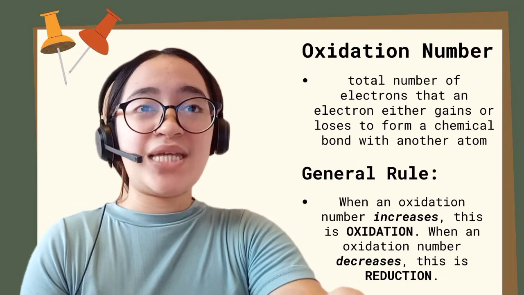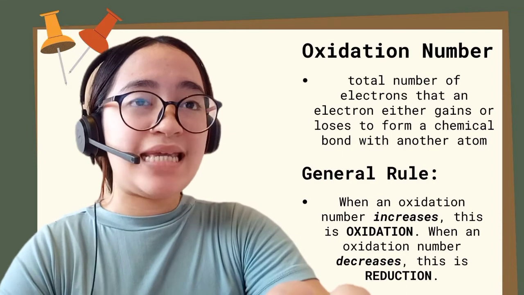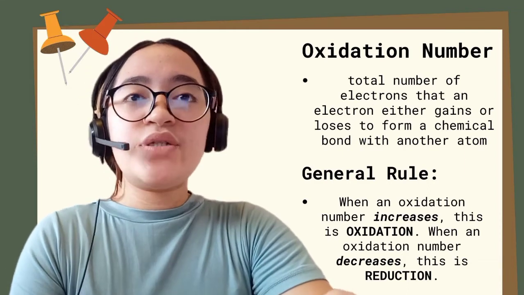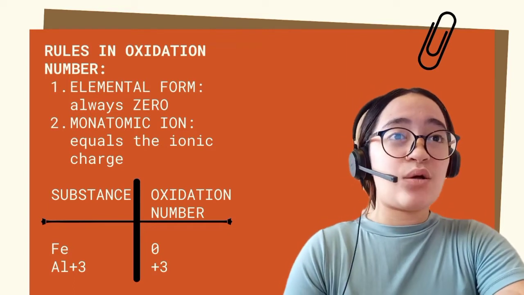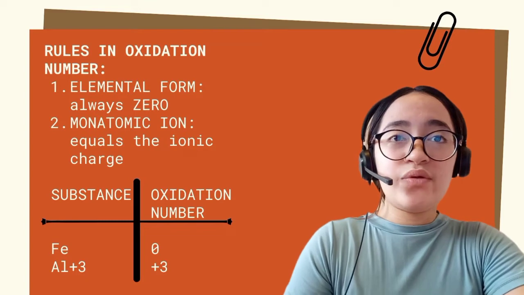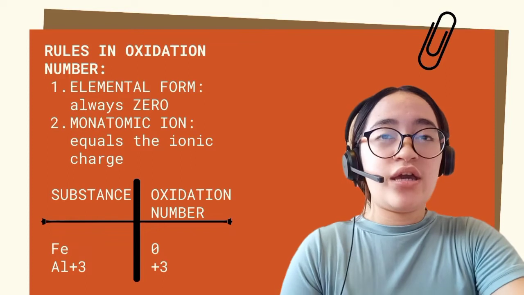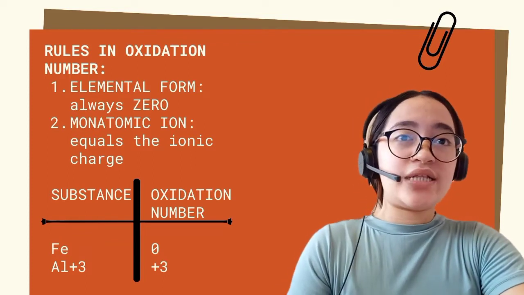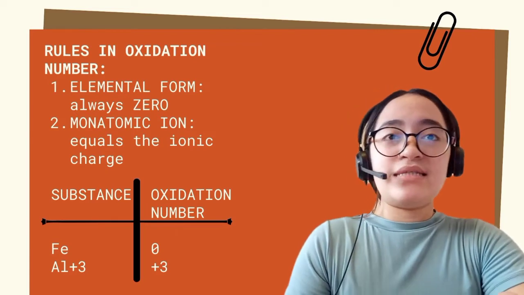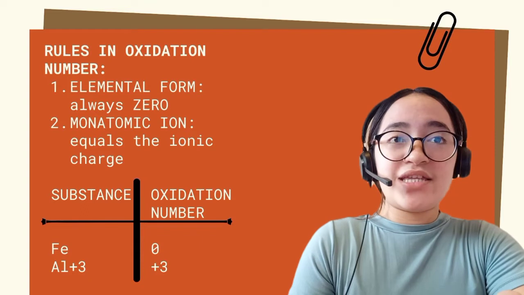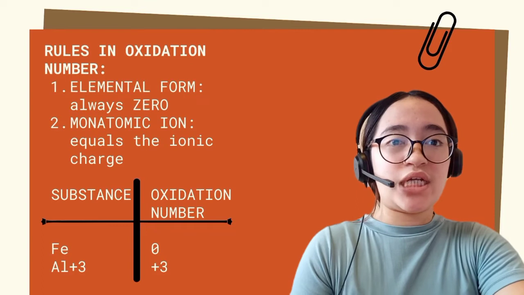And for that, I'll explain it further with examples, and also take note of certain rules when it comes to obtaining oxidation numbers. First rule, for an atom in its elemental form, the oxidation number is always 0. Second rule, for any monatomic ion, the oxidation number equals the ionic charge. For example, here we have iron and the oxidation number is 0 because of the first rule. Then we have the aluminum cation and the oxidation number is its ionic charge, which is +3.